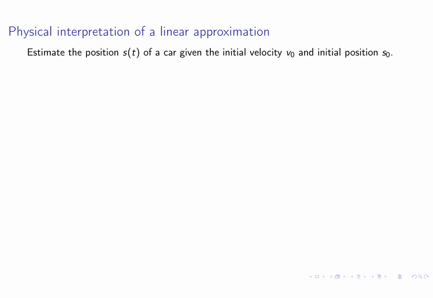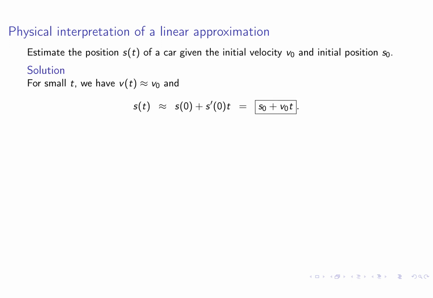In order to better understand the linear approximation error, let's appeal to the physical interpretation. Consider the following example. Suppose we have a car which starts with the initial velocity v0 from the position s0. And we need to estimate the position of the car t seconds after the start. Intuitively, over a short period of time, the velocity doesn't change that much. So it remains approximately equal to the initial velocity. So our position will be the initial position plus the initial velocity times t. That's a linear approximation to the true position.